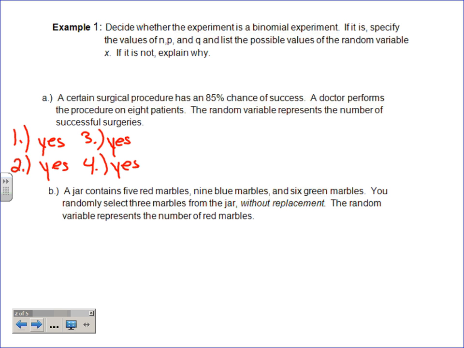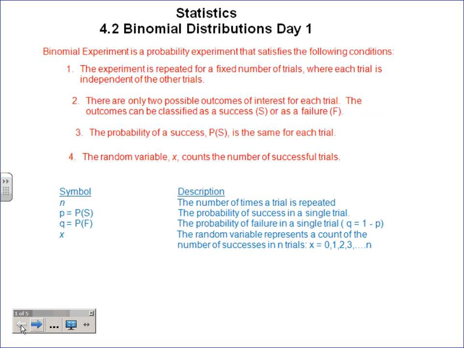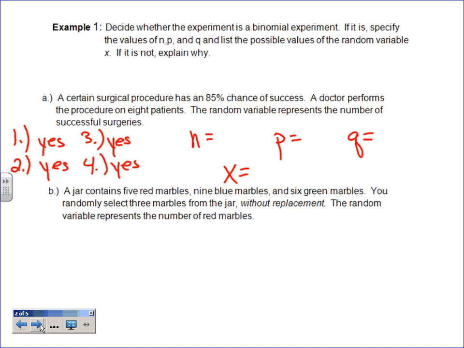Yes, it is. So if it is, I should be able to give you N, I should be able to give you P, I should be able to give you Q, and I should be able to tell you what X can be, right? I should be able to give you a list of all the values that X can hold. So N is the number of trials repeated, or the number of times this is done over and over again. How many times are we doing it? You already told me that. You already told me it was 8. We're having 8 surgeries, right? 8 patients, the surgery went over and over again.